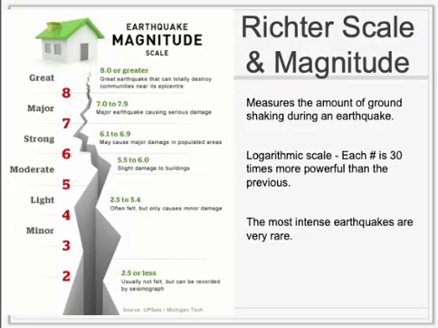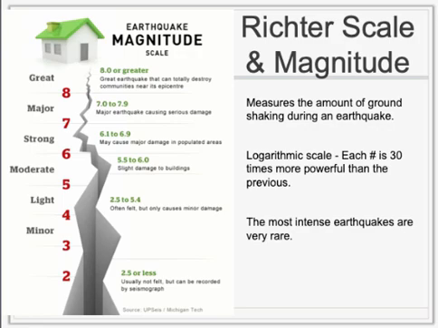Fortunately, the most intense earthquakes are very rare. A magnitude of 1 or 2 is detectable by sensitive seismographs, but rarely felt by humans. A magnitude of 5 or 6 can cause damage, depending on a number of factors that we'll discuss in a second. A magnitude of 8 or greater is considered catastrophic, with lots of damage and loss of life.